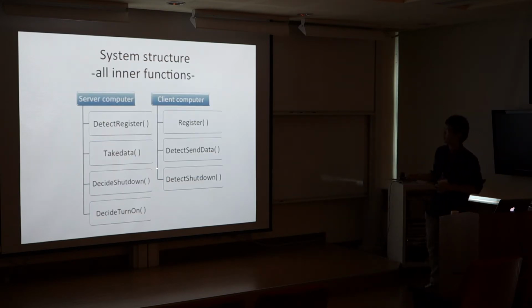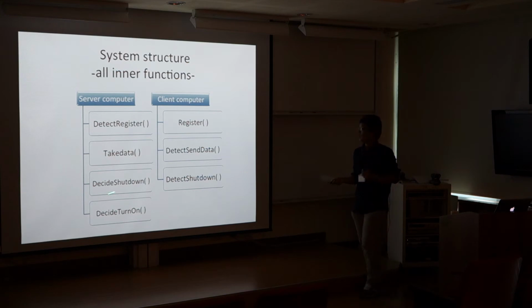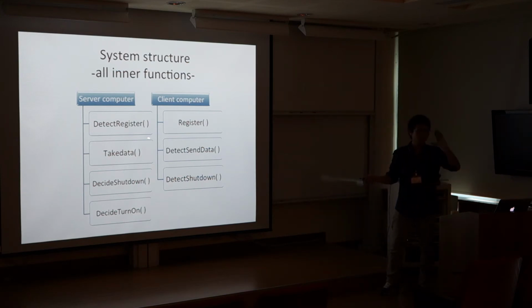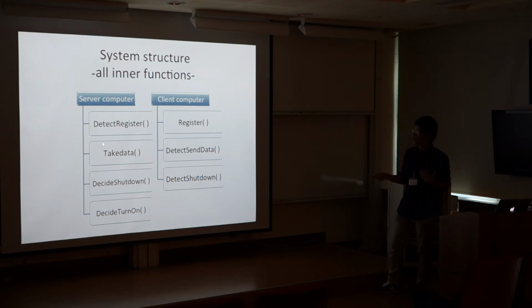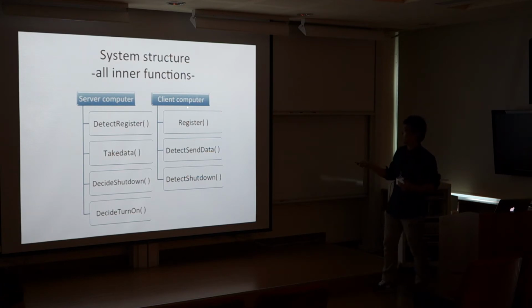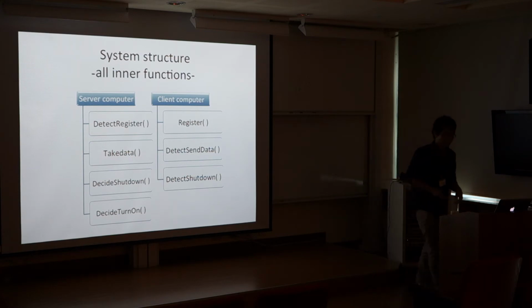Now, I will talk about more detailed information. In the server computer, there are 4 functions, and in the client computer, there are 3 functions. What's a function? You can imagine a function is a person living in the computer. It's a worker. In the server computer, there are 4 persons. They are working periodically and independently. And in the client computer, there are 3 persons working right now.